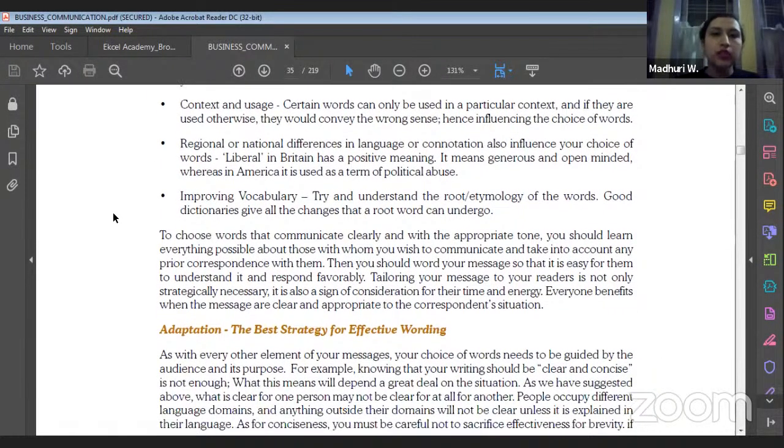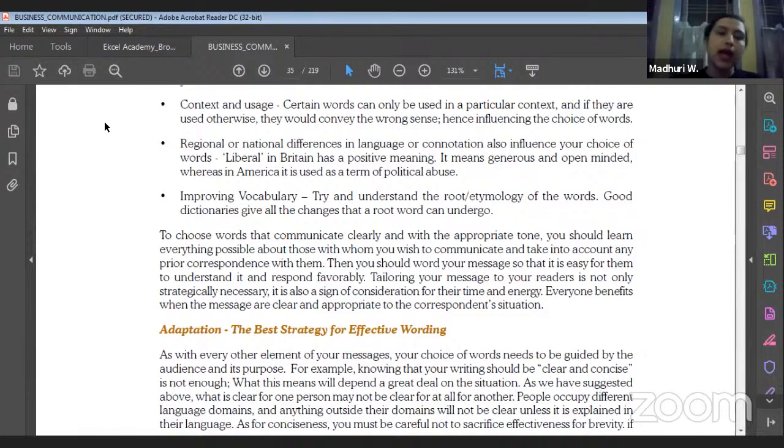The context and usage is very important. Okay, certain words can only be used in a particular context. If they are used otherwise in a different context, they could convey a wrong sense. Okay, that's why context and usage matters a lot as well. Again, regional, national differences in languages and connotations also influence your choice of words.